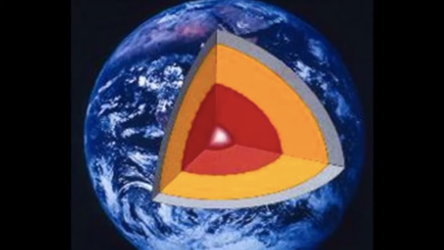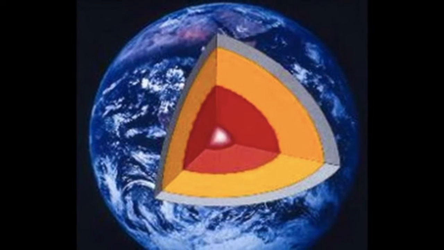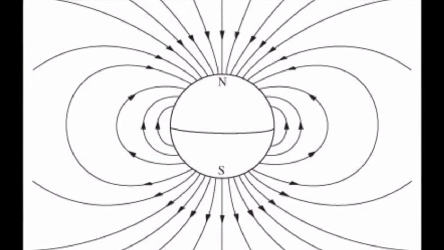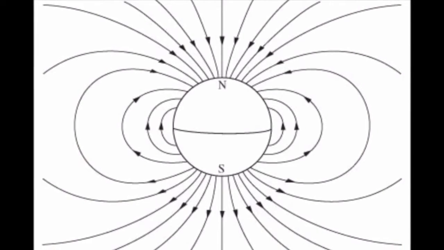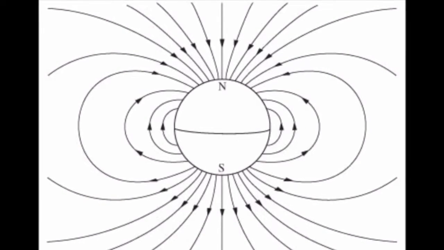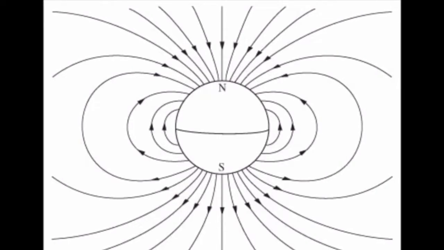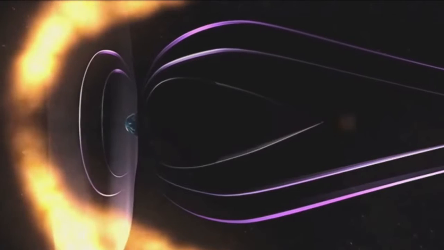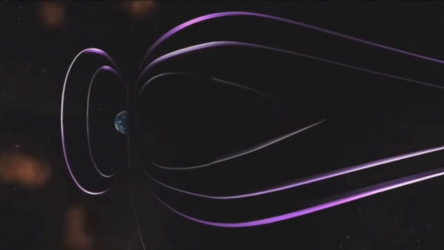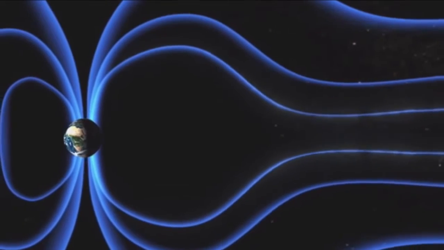The Earth has a molten iron core that rotates quickly, turning it into a giant magnet. The magnetic field around the Earth is called the magnetosphere, and like a magnet, it has a North Pole and a South Pole. Most of the particles from the Sun are deflected by the Earth's magnetosphere, but some make it through to bombard the atmosphere.